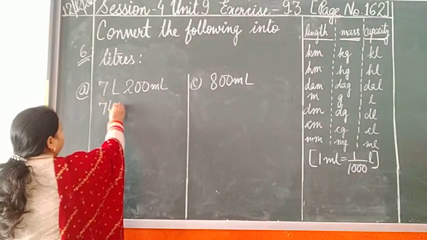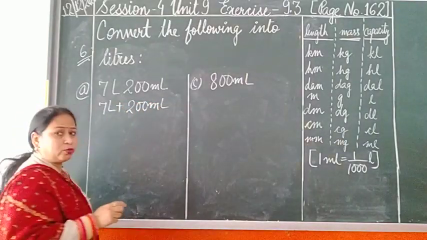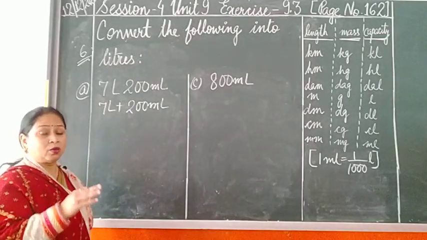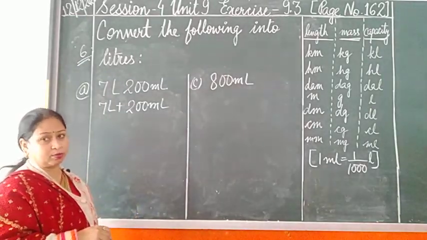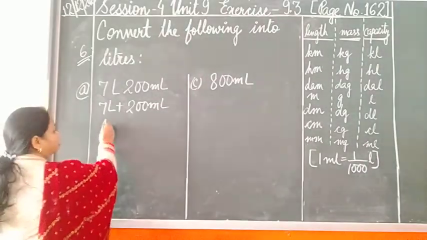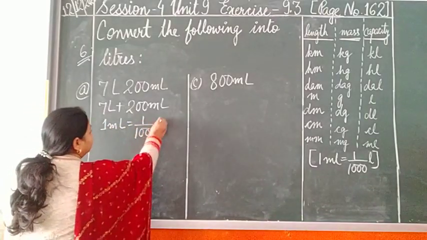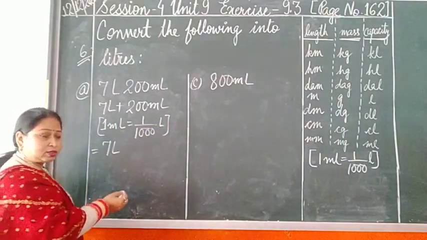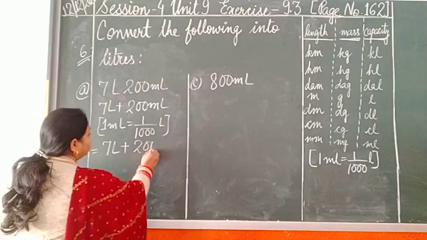So, we rewrite the question as 7 liter plus 200 milliliter. Did you all notice we are doing almost the same steps in every question? Yes, the steps will be same. The only thing you have to keep in mind is the conversions which are taking place. Okay, and then your question becomes very easy. So, 1 milliliter will be equal to 1 upon 1000 liter, and this conversion we are going to apply over here. 7 liter remains as it is because the question tells us to convert into liters. So, we are going to convert 200 ml.